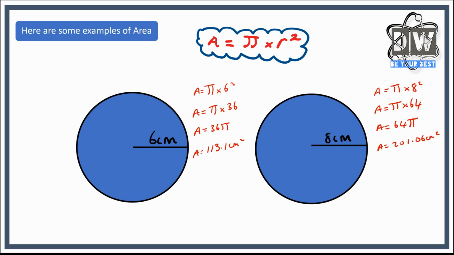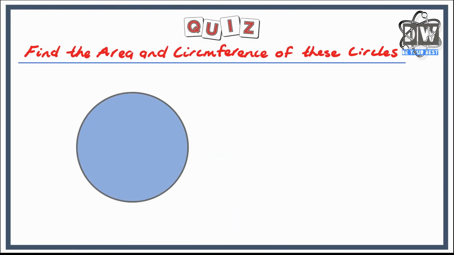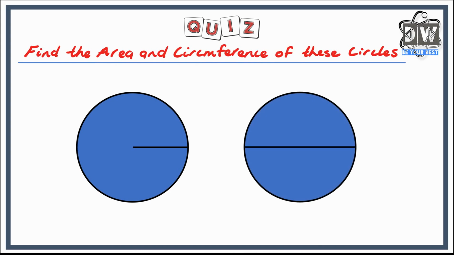Okay? All right, now it's time for the quiz. Find the area and the circumference of these circles. Just remember, if you see the diameter, the radius is half the diameter, and if it's the diameter you're looking for and you've got the radius, it's double the radius. Won't tell you any more. Give those a go, come back and see if you've got them right.